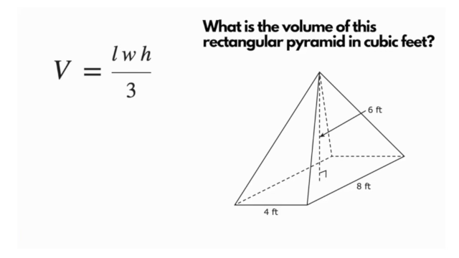So let's find the dimensions of this and plug it into the formula. So volume equals length times width times height divided by 3. The length of this prism, we'll highlight right here, will be 8 feet. So we can put 8 into our formula there. Our width of this will be 4 feet. So we'll drop the 4.